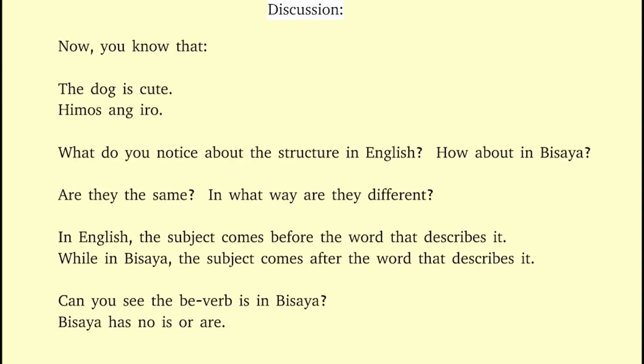So, a little discussion to recap. Now you know that the dog is cute is himus ang iro. What do you notice about the structure in English? How about in Bisaya? Are they the same? In what way are they different? In English, the subject comes before the word that describes it, while in Bisaya, the subject comes after the word that describes it. Can you see the be verb in Bisaya? Bisaya has no be or are. Remember that.